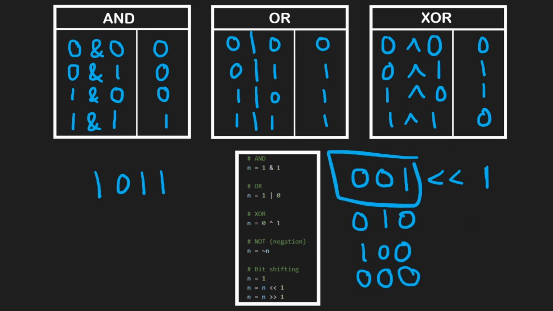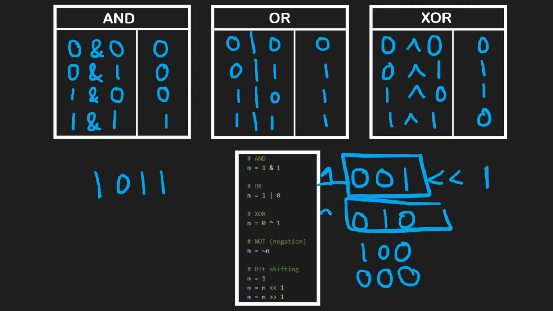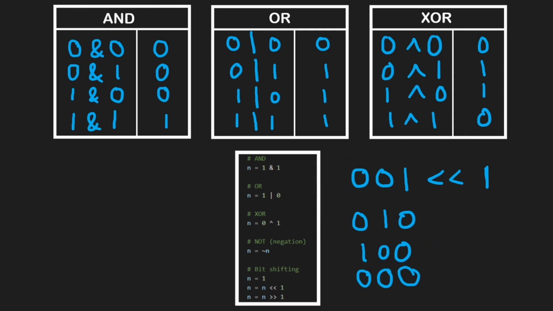This in binary is the integer 1. This in binary is the integer 2 because we have something in the twos place. This in binary is the integer 4, and it basically keeps going like that. So that's bit shifting to the left. We can also bit shift to the right.